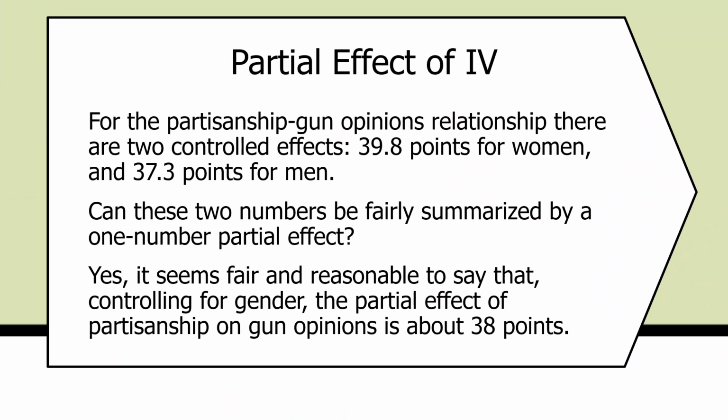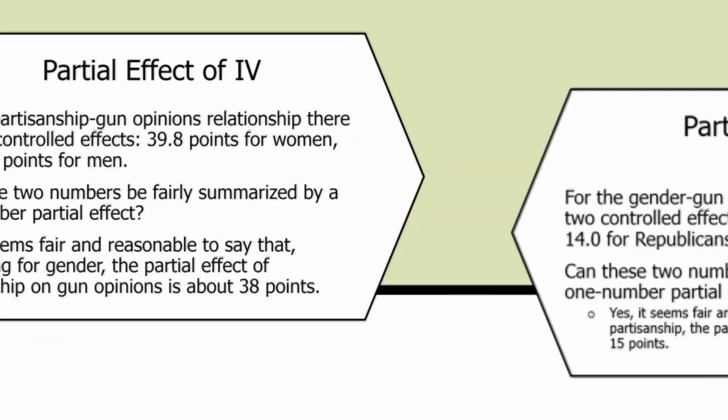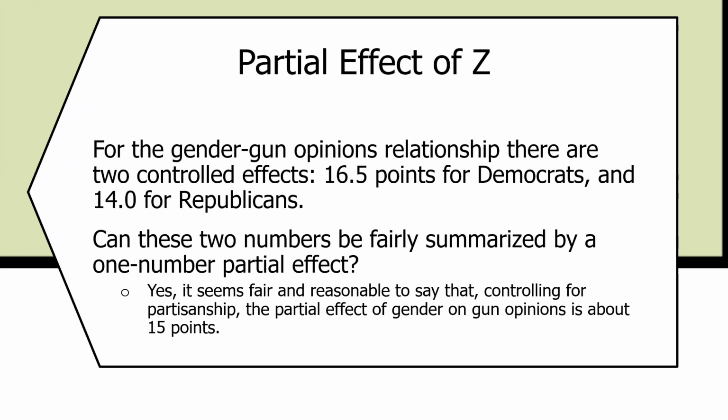All right, let's do that again for the gender gap percentages. For the gender gun opinions relationship, there are two controlled effects: 16.5 points for Democrats, that was the size of the gender gap for Democrats, and 14.0 for Republicans, the gender gap for Republicans. Now let's ask the rhetorical question: can these two numbers be fairly summarized by one number partial effect?